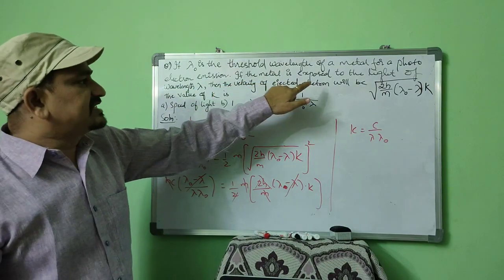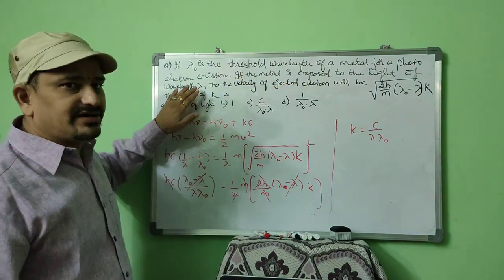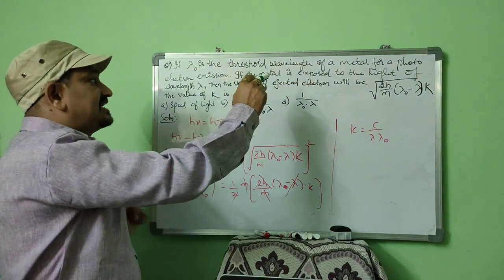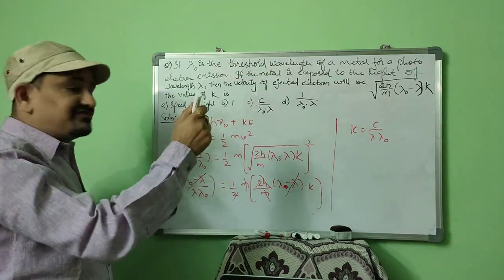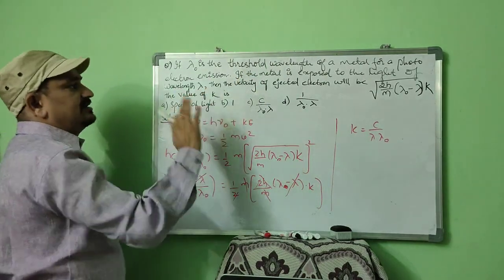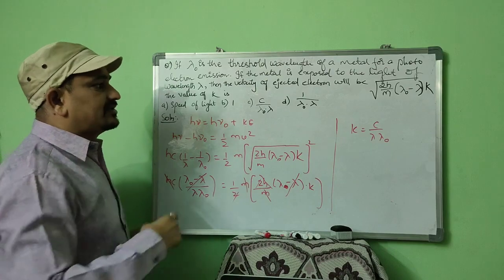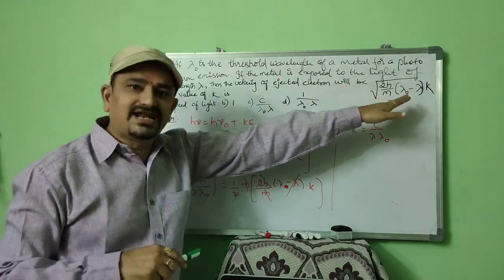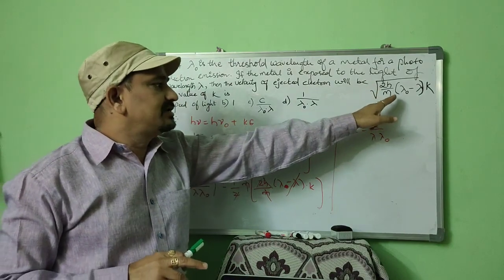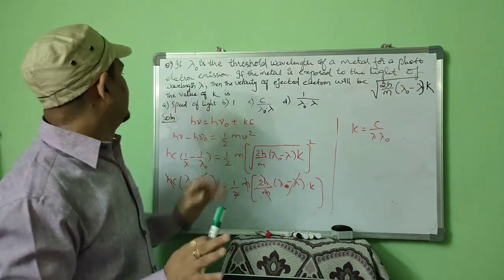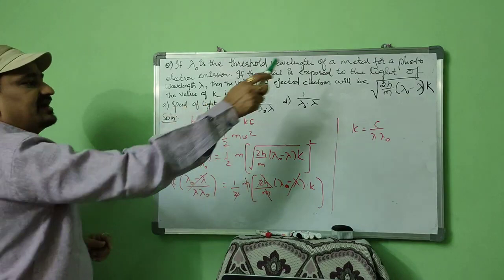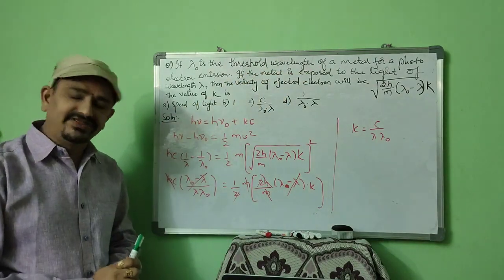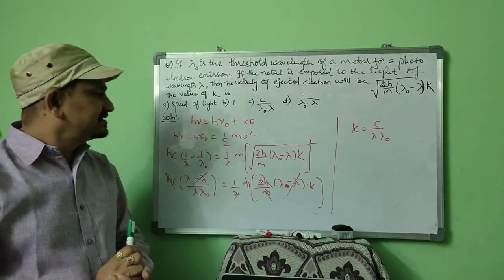If the metal is exposed to light of wavelength lambda, its threshold wavelength is lambda naught, and the wavelength of the emitted radiation is lambda, then the velocity of the ejected electron is given as 2h by m into (lambda naught minus lambda) into k. In such a case, find the value of that k. This is our question, right?